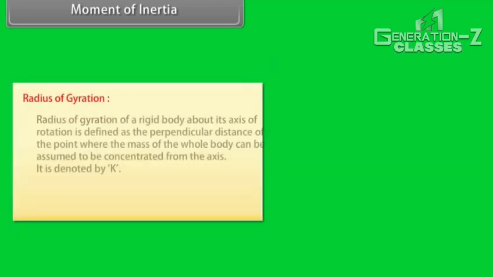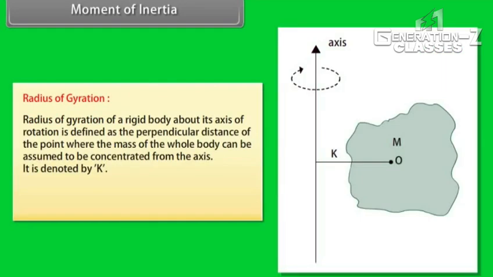Radius of gyration of a rigid body about its axis of rotation is defined as the perpendicular distance of the point where the mass of the whole body can be assumed to be concentrated from the axis. It is denoted by K. Its expression is given by I is equal to m k square, which is equal to summation from i is equal to 1 to n of product of mi and ri square.